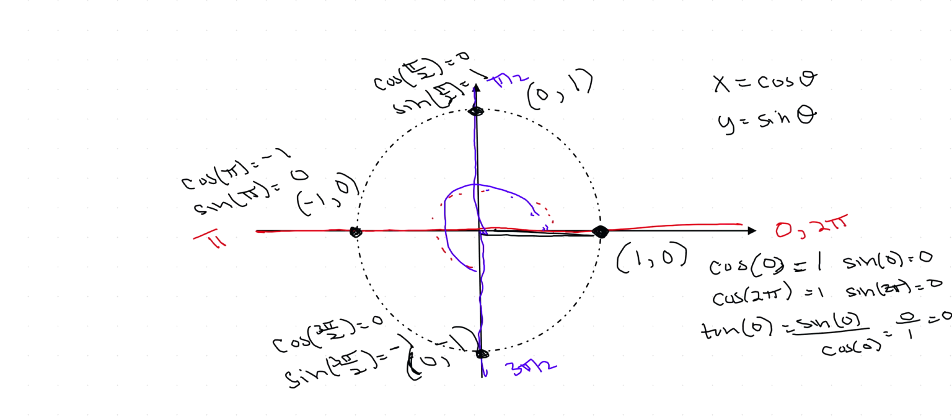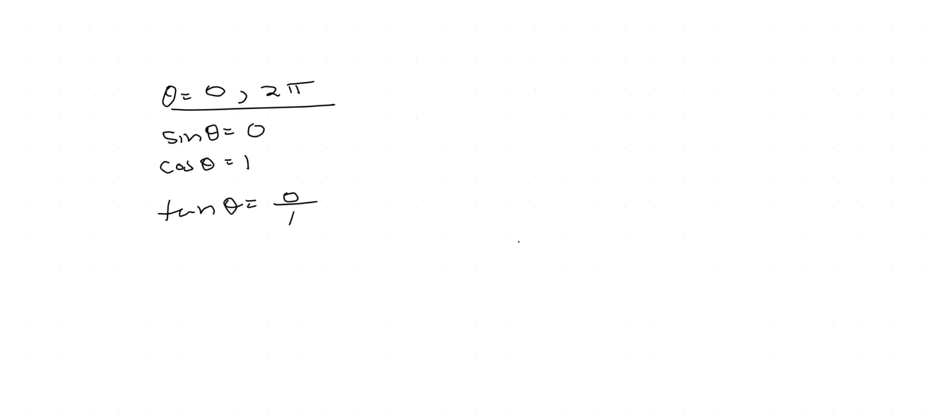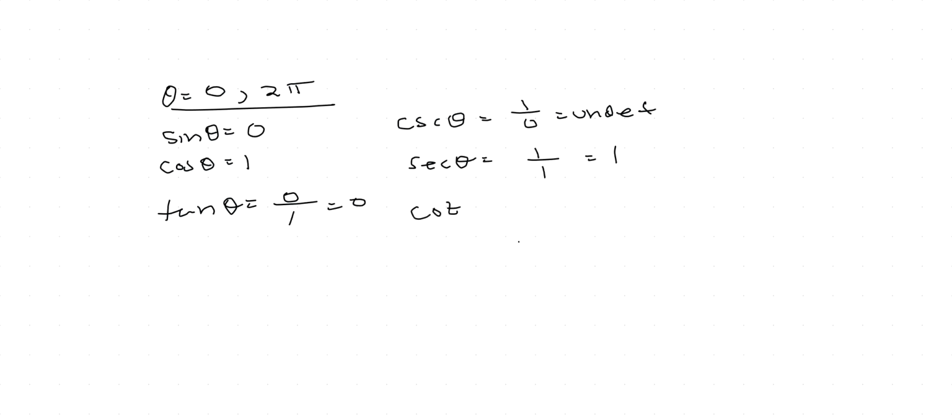So if I want to look at all the values, for theta equals 0 or 2 pi for these two angles, I know sine theta is 0 and cosine theta is 1. So that tells me tan theta is 0 over 1, which is 0. Cosecant theta is 1 over 0, which is undefined. Secant theta is 1 over 1, which is 1. And cotan theta is 1 over 0, which is undefined.